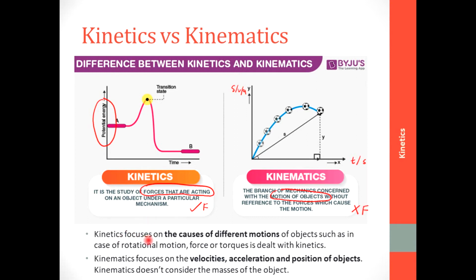Okay, kinetic focuses on the causes of different motion of the object, such as rotational motion, force. So it considers the causes. But kinematic focuses on velocity, acceleration, and position of the object. And kinematic doesn't consider the masses of the object. Okay.